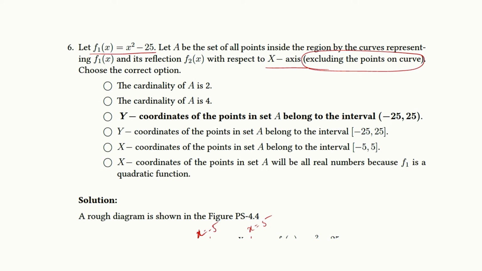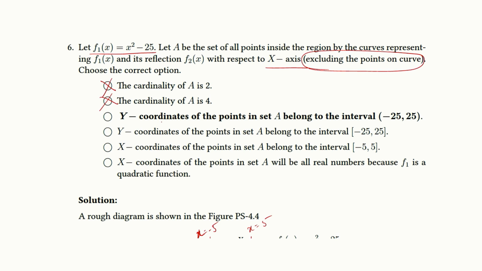Our first option is the cardinality of A is 2. It is wrong, because the cardinality of A is infinite. There are infinitely many elements in the set A, so we cannot say the cardinality of A is 2. It is false. The same goes with option 2 also. The cardinality of A is not 4.